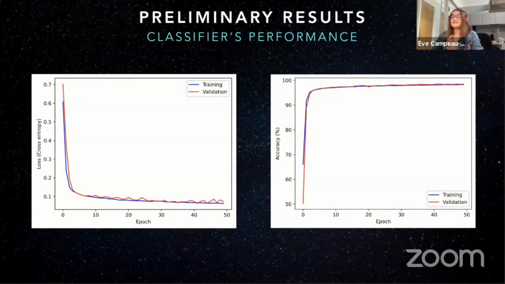And here are the learning curves of our classifier. As you can see, the loss is decreasing for both sets, and the accuracy achieves 98%. So it's doing great. We know that we have a classifier that can be a good estimator for the H-knot value.